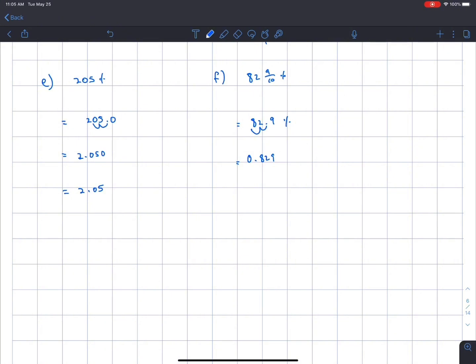If you didn't know 9 over 10 is 0.9, then you would just have to do a long division here. So 10 goes into 9 0 times, and then 10 times 9 is 90. Line up the decimal point. That's why it's 82.9.